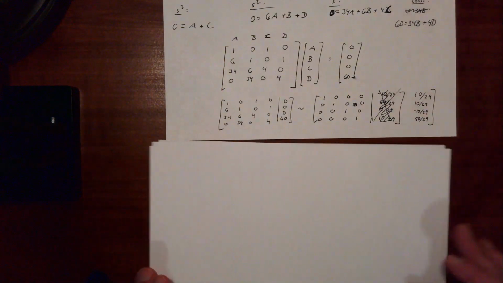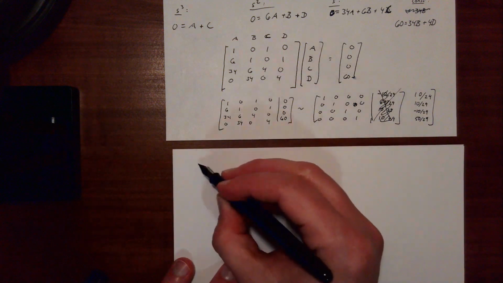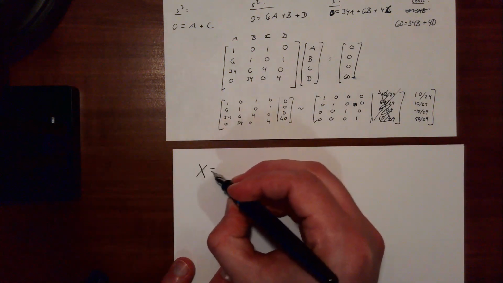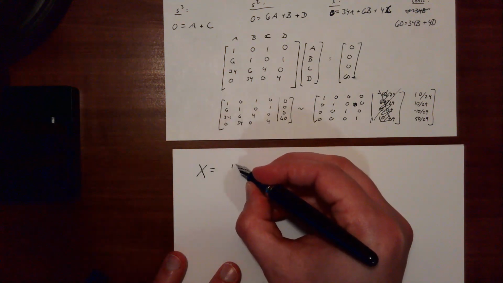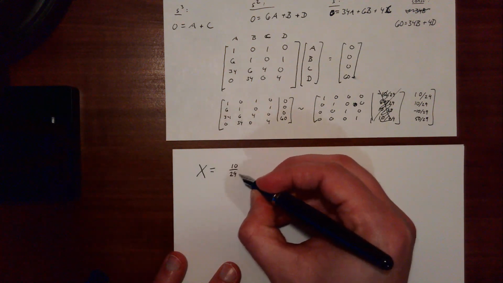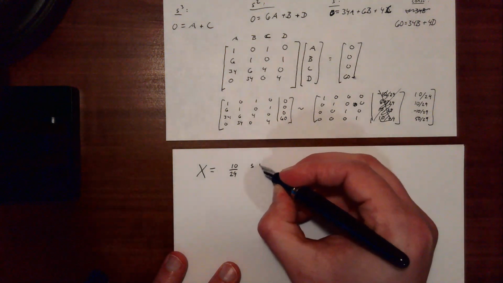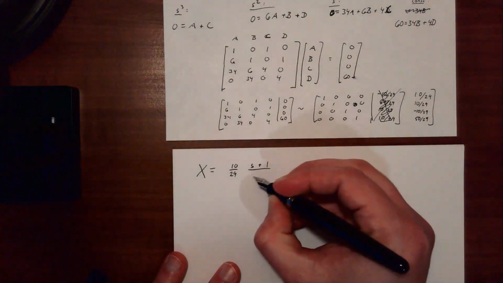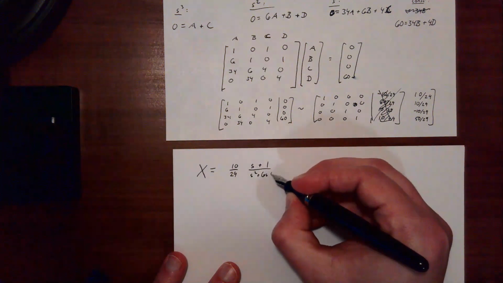Okay, so what do we do with them? Well, we have that capital X can be partial fractions decomposed into 10 over 29 times, basically you can just write it as s plus 1 over s squared plus 6s plus 34.